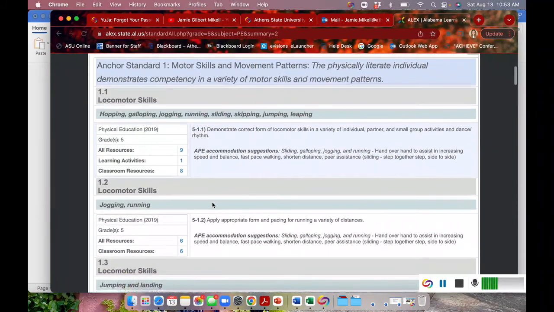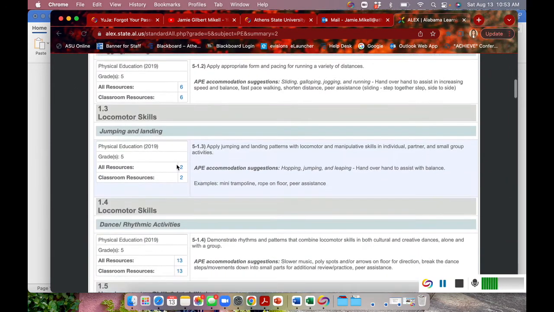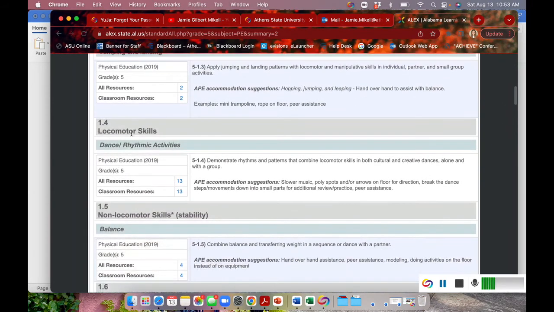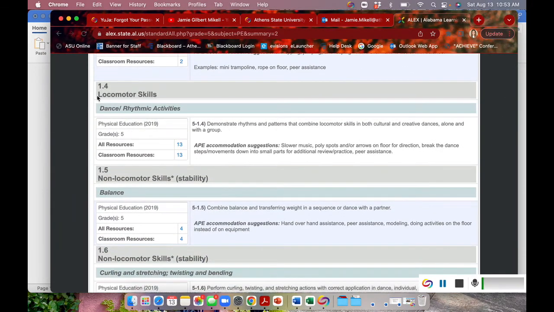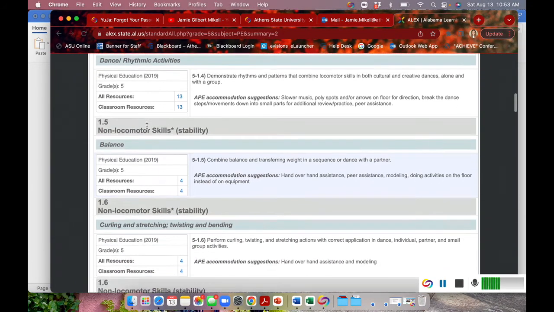Let's take a look here. You have your overall skill. So here it's hopping, galloping, jogging, running, or what we call locomotor skills, as some of you know, jogging, running, jumping, landing. So what you want to do is keep scrolling down. You know what you want your students to learn. So think about this. Non-locomotor skills.